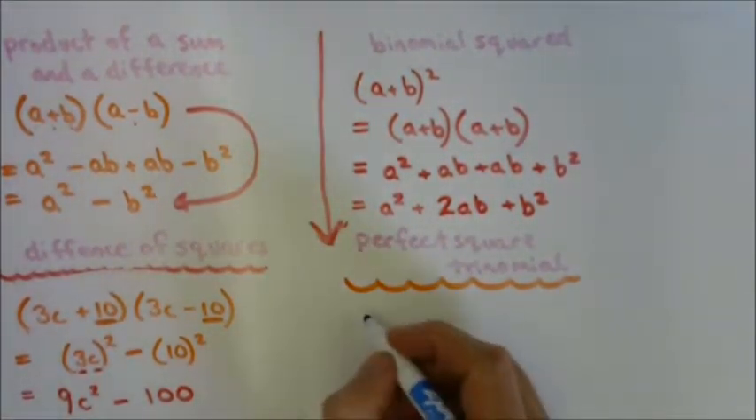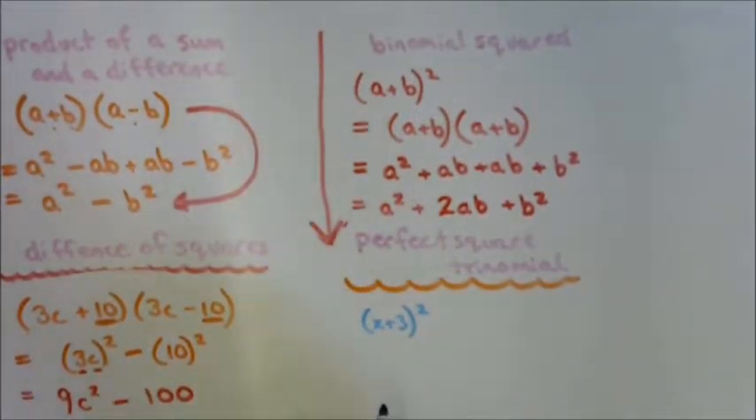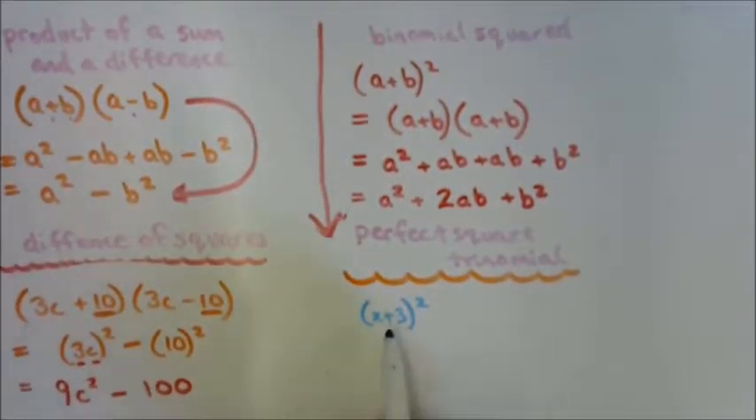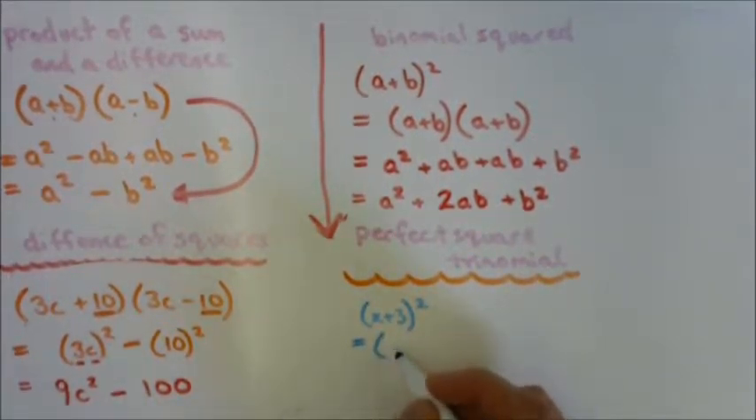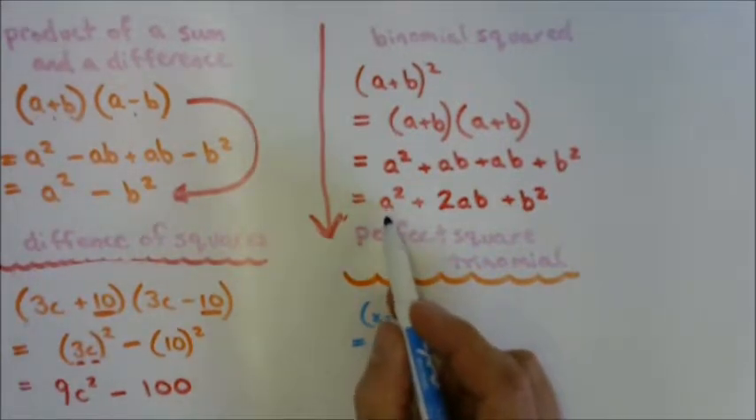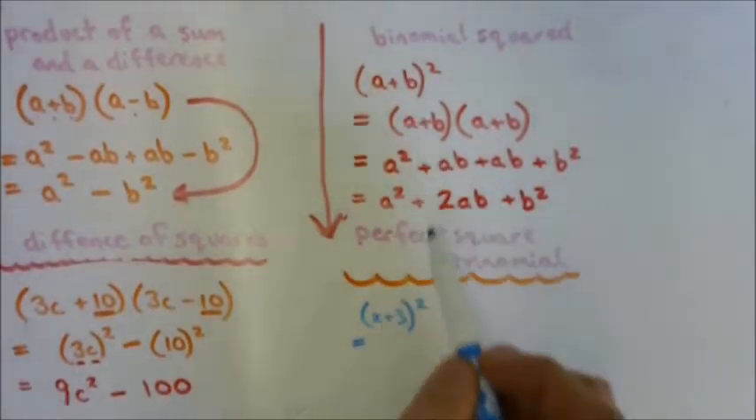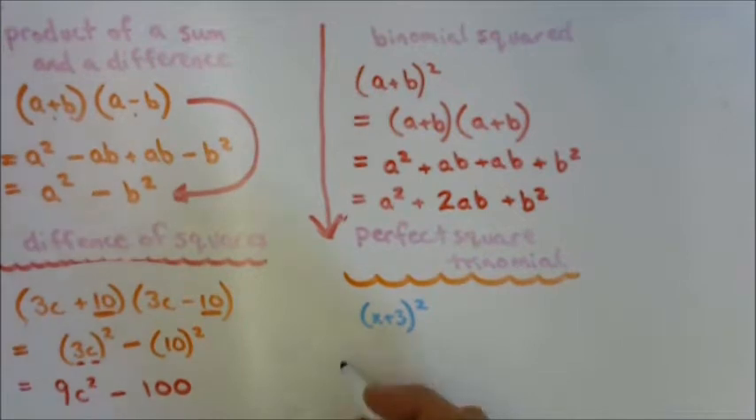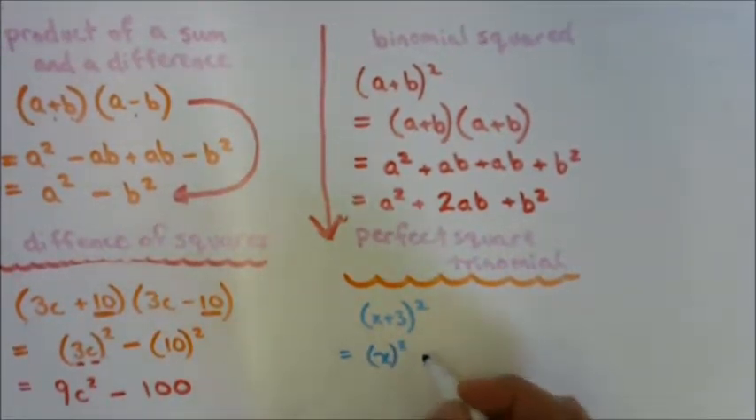Let's do x plus 3 squared. What is that called? It's called a binomial squared. It's a binomial, it's got two terms in it, and it's going to be squared. That means if we identify A, what's A in this case? A is x. What's B? B is 3.